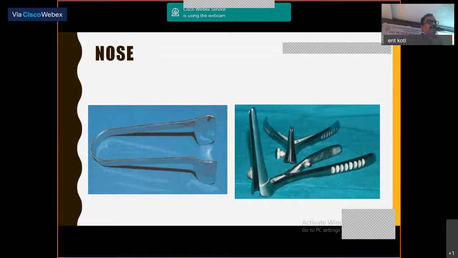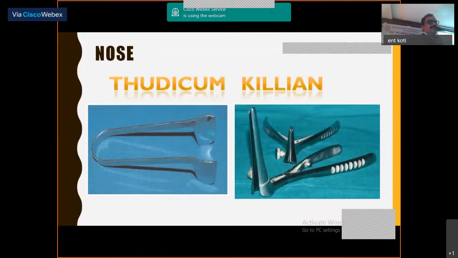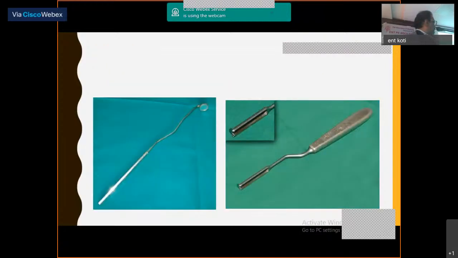So we'll go to the nose now. You know all of this. This is Killian's self-retaining speculum. Killian's self-retaining. This one, Thudichum's forceps.